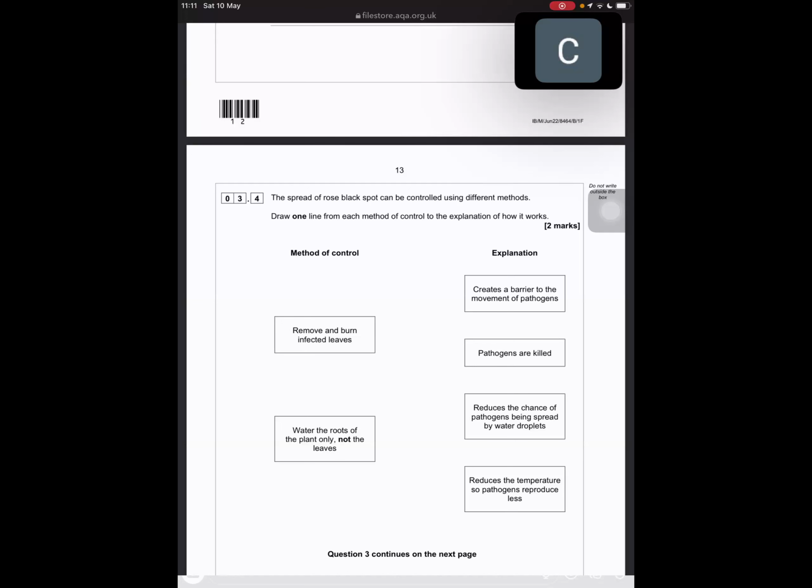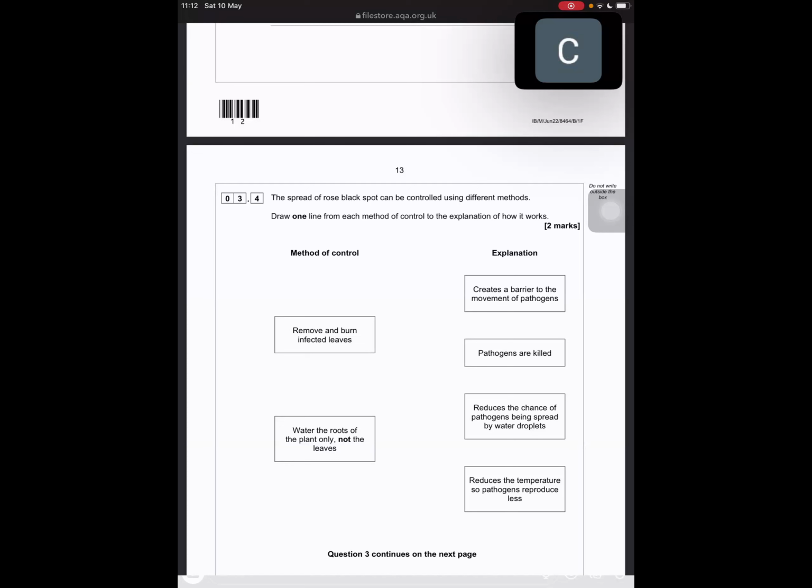Well, draw one line from each method to the control of control to the explanation of how it works. Remove and burn infected leaves. So if one burns infected leaves, what does that help to do?